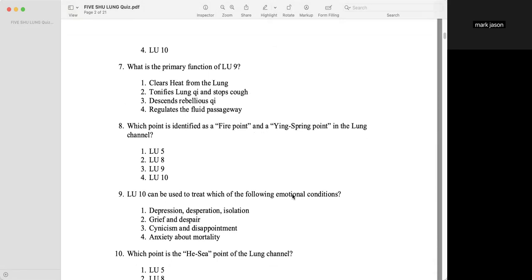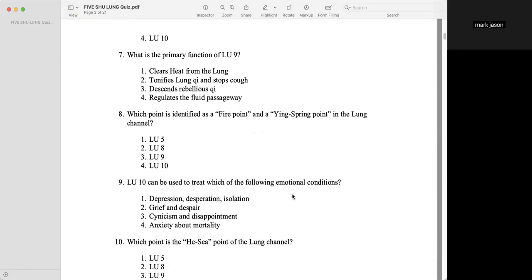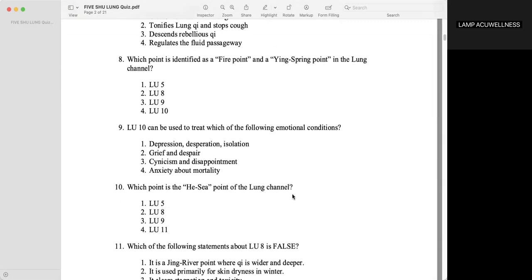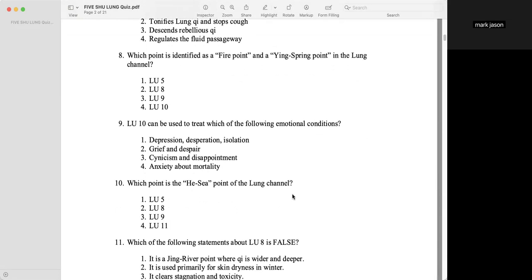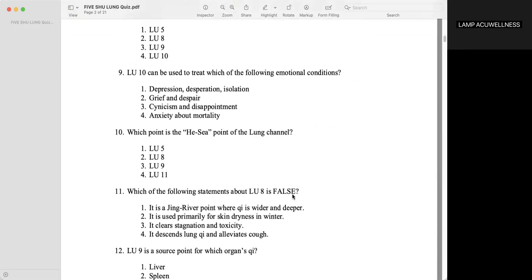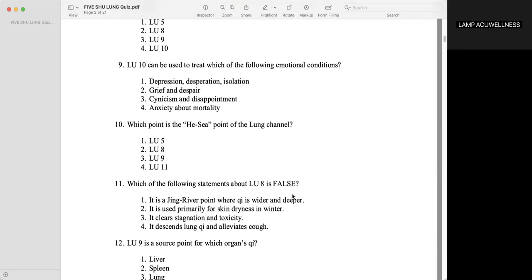What is the primary function of Lung 9? Number 2, tonifies lung qi and stops cough. Which point is identified as a fire point and a Ying-Spring point in the lung channel? Lung 10, number 4.